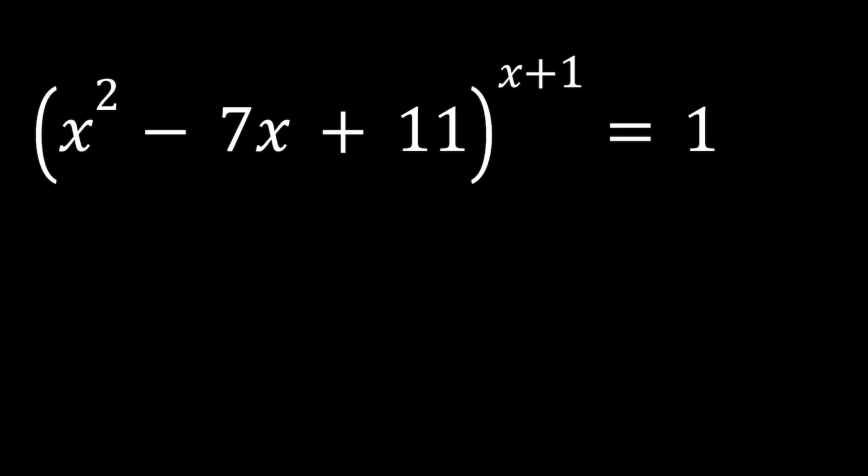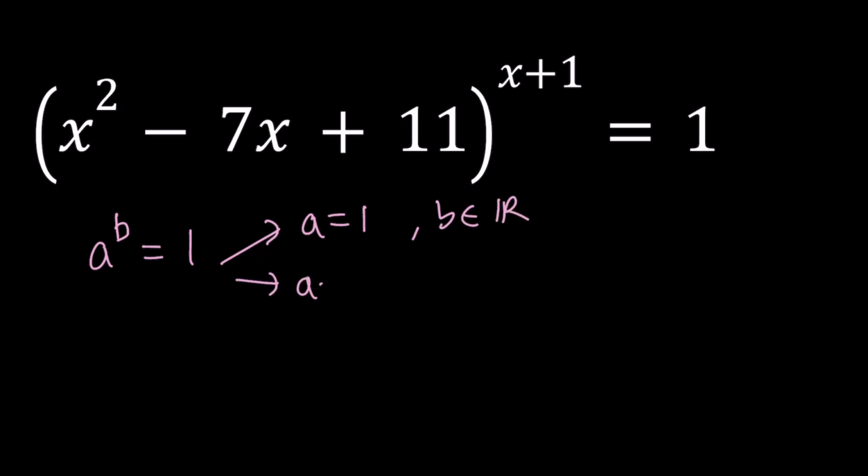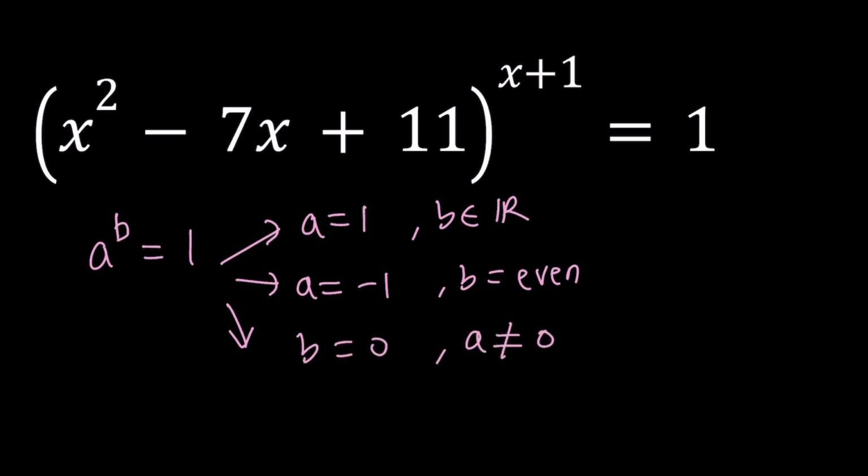Let's go ahead and look at three different cases. If we're looking for real solutions, and let's say we have something like a^b = 1, this basically gives us three different cases. First case, a can be 1, b can be anything, so let's say b is a real number in this case. Or a can be -1 and b must be even. It's an integer, that's even. And b is 0 and a does not equal 0, because 0^0 is not 1. It can be lots of different things.